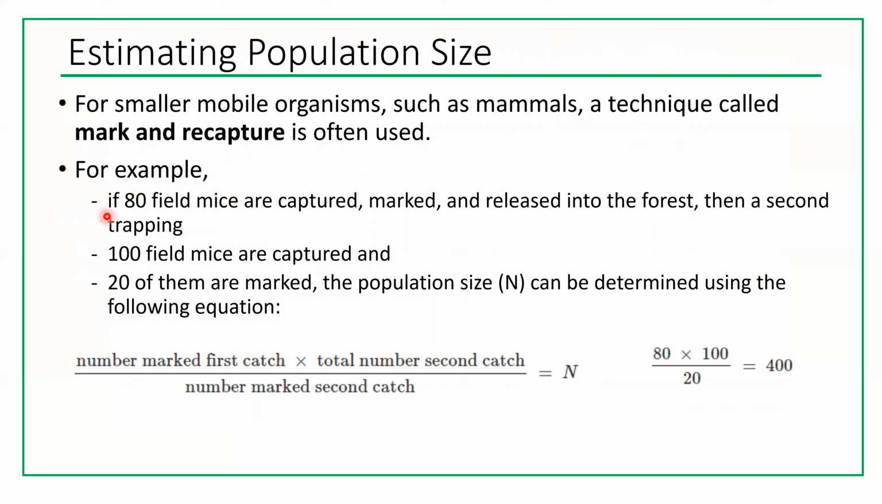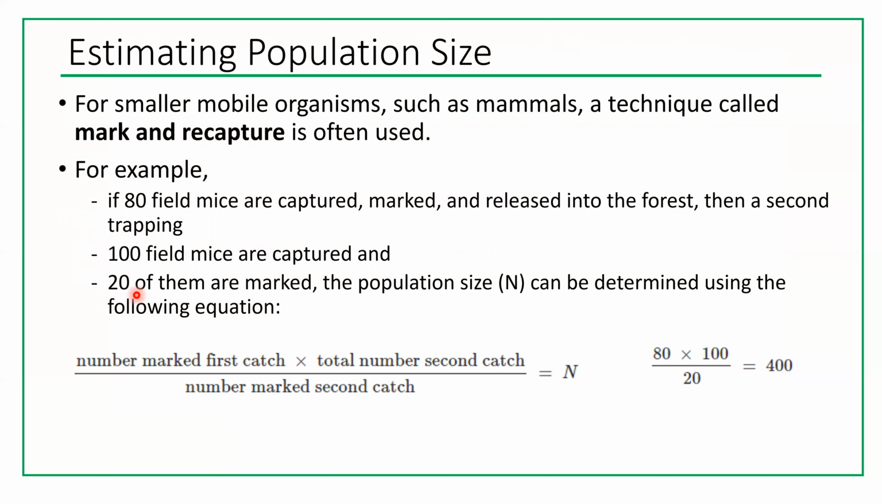So, for example, if 80 field mice are captured, marked, and released into the forest, right? So first time we just captured 80 mice, we marked all of them, and we released them. And the second time we capture 100 mice, but out of this 100, 20 were previously marked, right? So that's what we need.